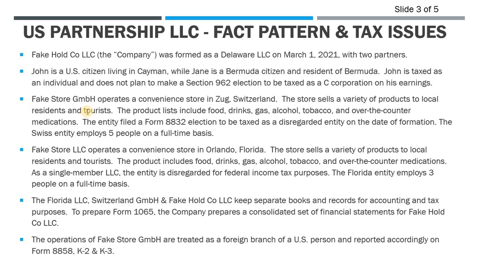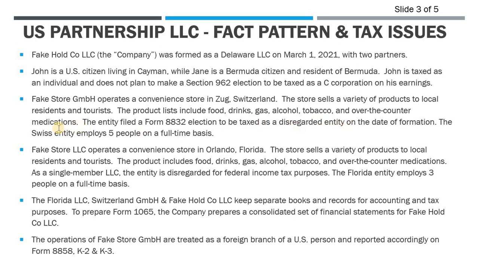Okay, so the first subsidiary here, Fake Store GmbH, operates a convenience store in Zug, Switzerland. The store is a convenience store, so it sells a variety of products. And the entity filed an 8832 election to be taxed as a DRE. Now that's important because the GmbH is by default a corporation for U.S. tax purposes. So if we didn't make this DRE election, we would have a CFC or controlled foreign corporation. So we'd be preparing 5471s, we'd have subpart F income or GILTI potentially. So what we've done is we made the DRE election so everything just flows up as a disregarded entity.